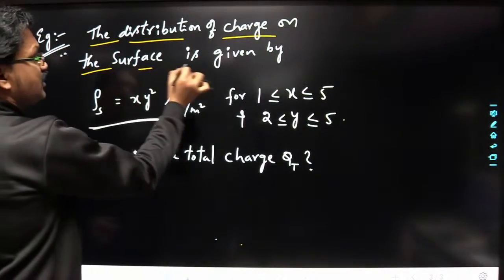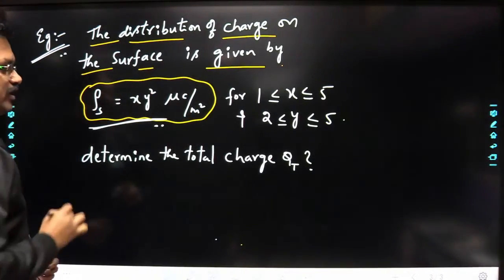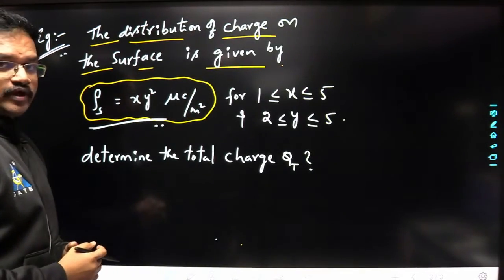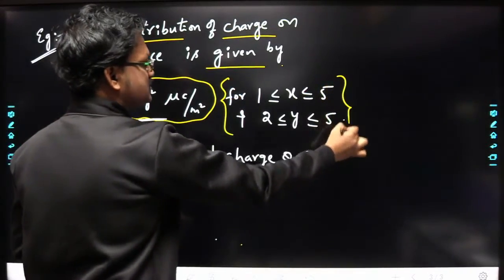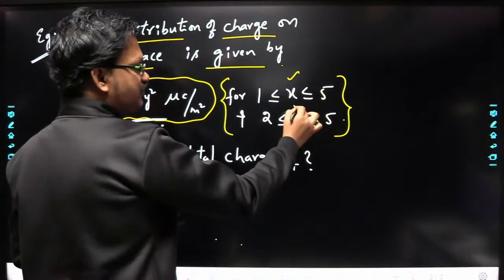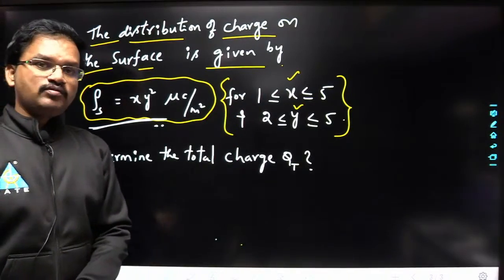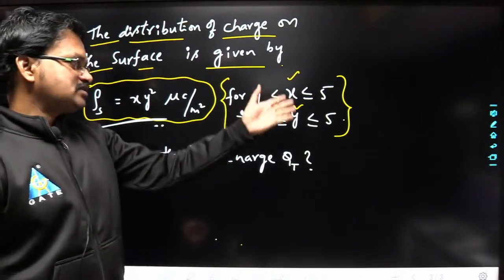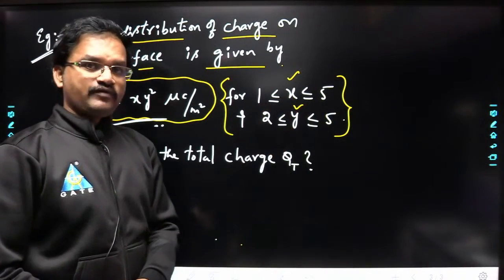On the surface, the charge density is given by rho s equal to x y square microcoulomb per meter square, and the surface is defined as x varying from 1 to 5 and y varying from 2 to 5. So this is the surface they have defined. Understood? So on this surface, the variables are x and y.